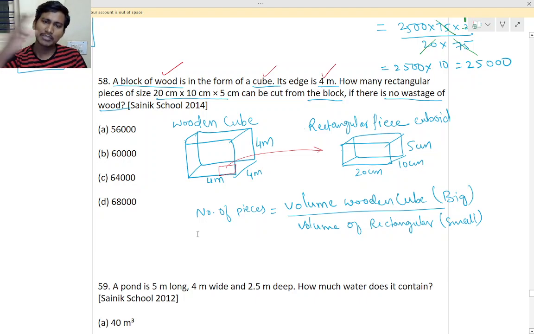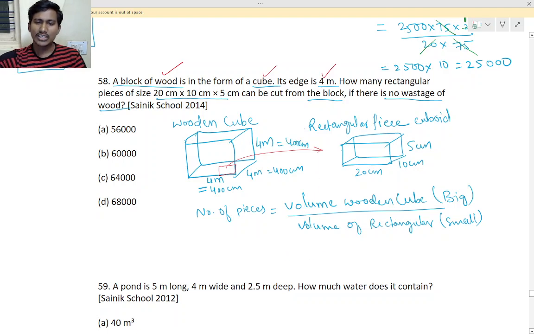How do you find the volume of the wooden cube, the bigger one? We have to multiply all the three. Before multiplying, here it is in meter, so we have to convert it into centimeter, because all these rectangular pieces are in centimeter: 20 centimeter, 10 centimeter, 5 centimeter. So 4 meter will be 400 centimeter, this also 400 centimeter, this also 400 centimeter. So here it will be 400 into 400 into 400 divided by how much?